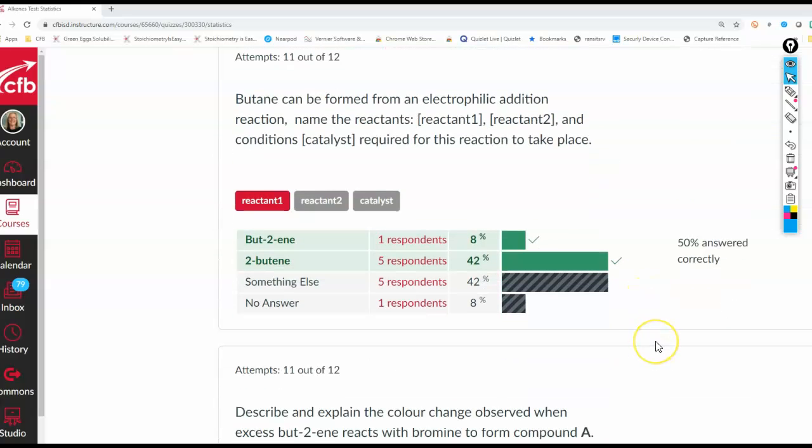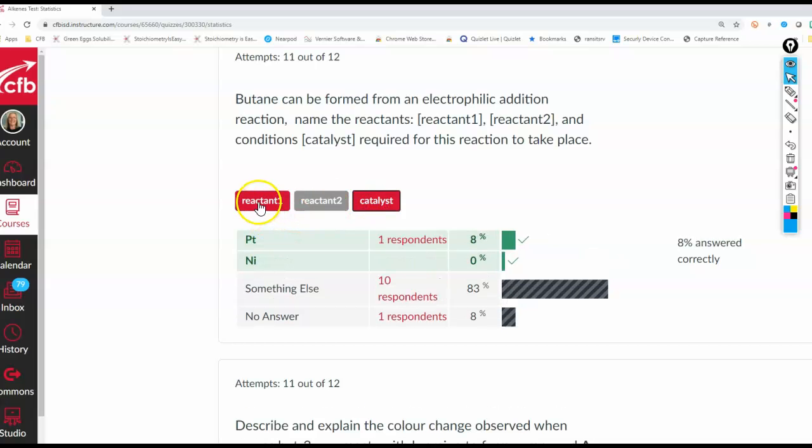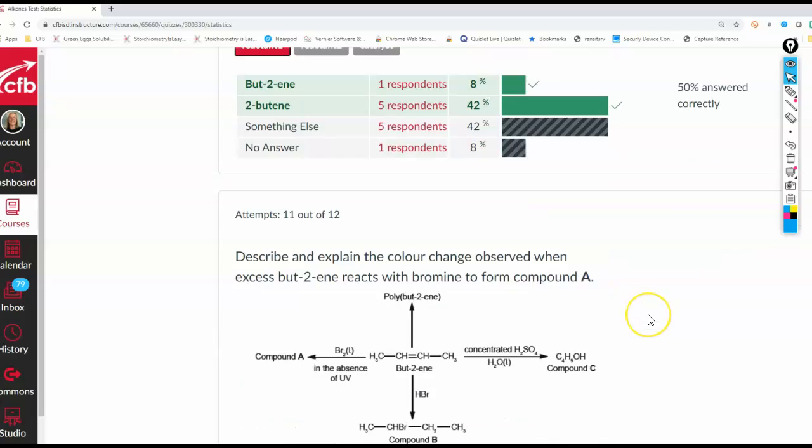Butene can be formed from an electrophilic addition reaction. Name the reactants and the conditions. So you had to say but-2-ene is reactant 1, hydrogen, H2, is reactant 2, and the catalyst would have had to have been Pt or platinum or nickel. You could have also said heat, but I was really just looking for platinum or nickel here. So but-2-ene, hydrogen, and platinum or nickel. Either one of those would have been correct answers there.